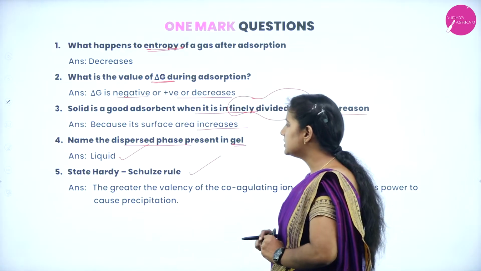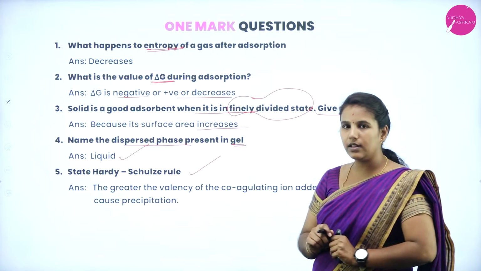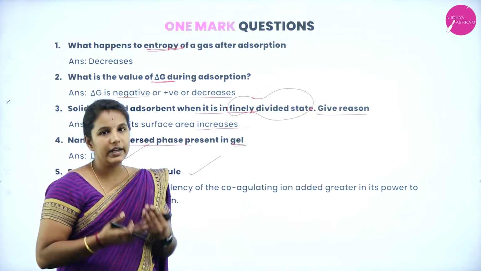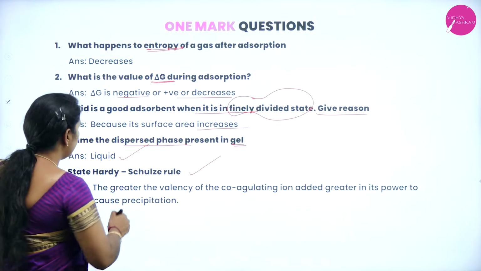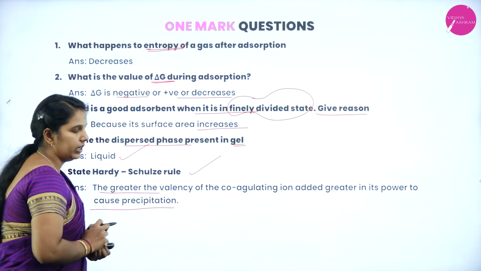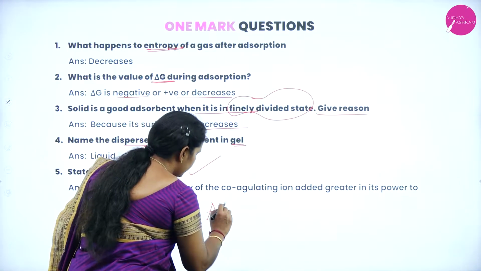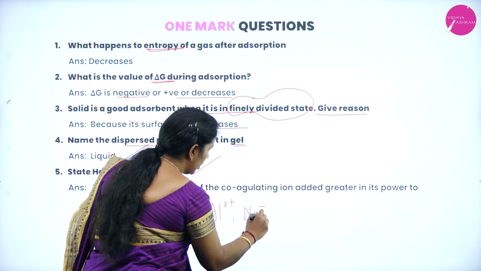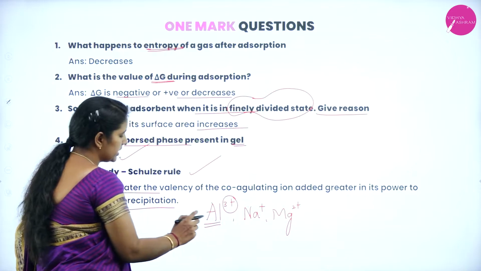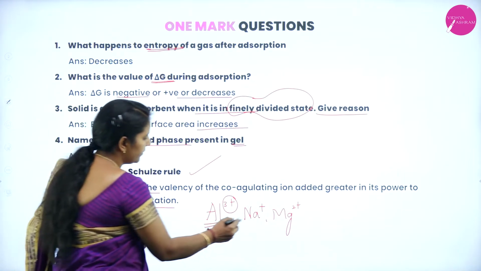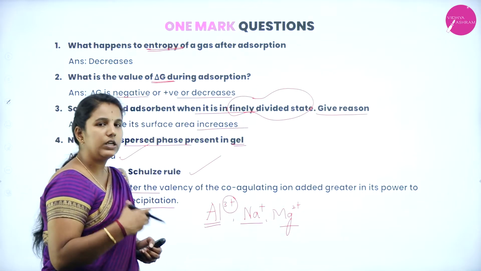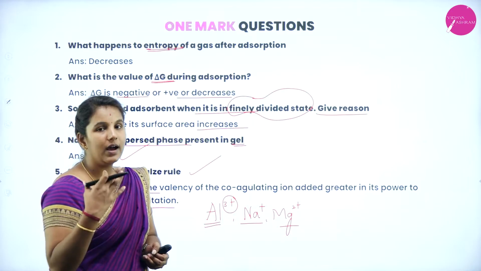Next question goes like this. State the Hardy-Schulze rule. According to the Hardy-Schulze rule, the greater the valency of the coagulating ion, the greater will be the coagulation. What does it mean? The greater the valency of the coagulating ion, the greater will be its power to cause precipitation. Suppose you take Al3+, Na+ or Mg2+. If you compare all these ions, Al3+ has a greater valency to coagulate, compared with sodium as well as magnesium. So if greater valency is there, there will be more capacity to form a precipitate. That was given by the Hardy-Schulze rule.